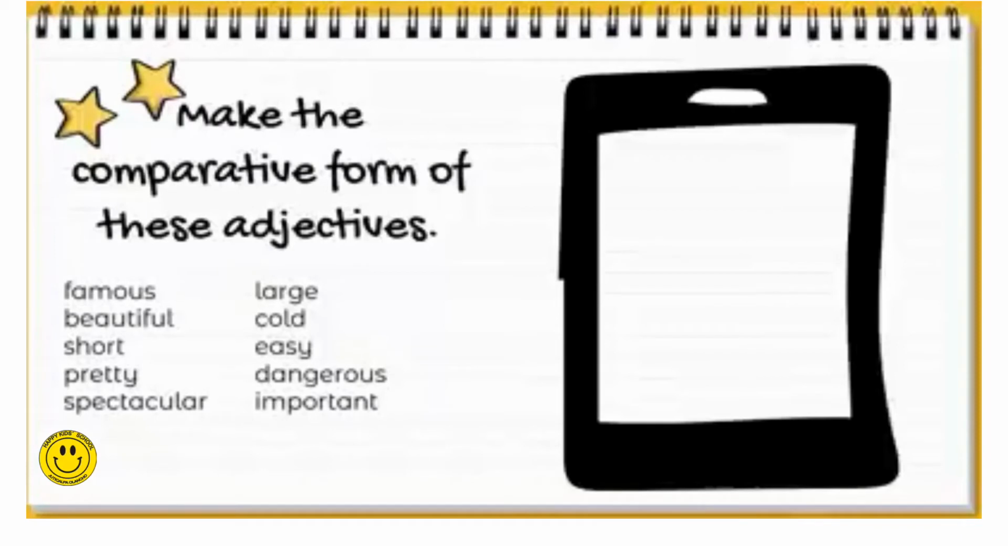Large. Cold. Easy. 2 syllables again, but it is also ending in Y, so be careful again. Dangerous. That's 3 syllables. And finally, important. 3 syllables, that's right. Shall we check your answers?